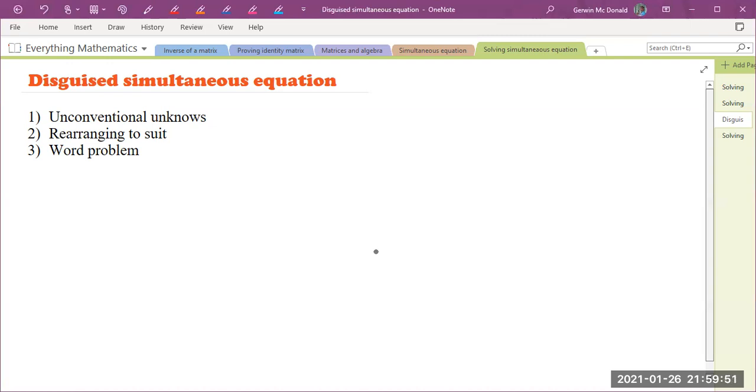And last but not least, you have the word problem. Sometimes you are presented with a simultaneous equation as a word problem, but you're not equipped to recognize that it is a simultaneous equation in the making. So these are three common ways. I'm not saying they are the three common ways, but certainly there are three ways in which you commonly tend to meet a simultaneous equation.